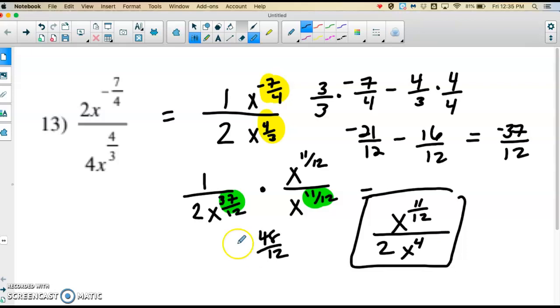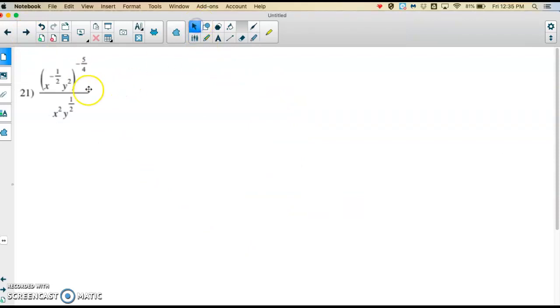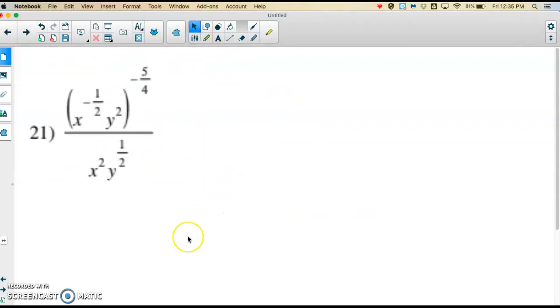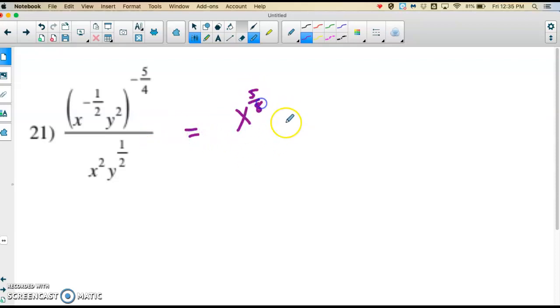So another one like this is number 21, and I can show you what that looks like. So here's number 21. When we go ahead and simplify this down right away, what I did was I went ahead and multiplied this, because a power to a power means you're multiplying. So we end up with x to the 5/8 times y to the negative 5/2. It's actually a negative 10 over 4, but I made it a negative 5/2, over x squared y to the 1/2.